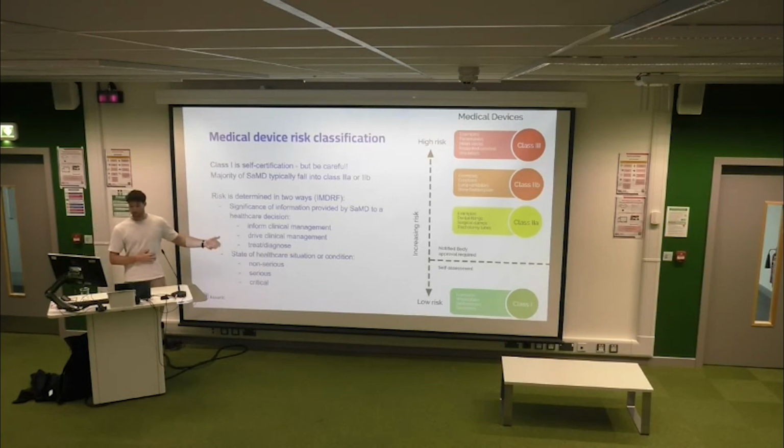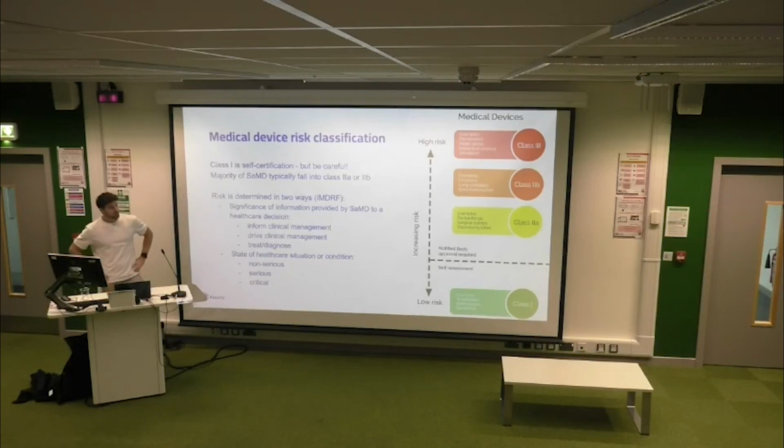ultimately treating or diagnosing. And then alongside that, the health condition that it's being used in is another determinant of risk. From non-serious to low-risk conditions in primary care, all the way up to critical care software or hardware, which would be a much higher risk. And this ultimately helps you decide where on the scale from 1 to 3 that risk would be.